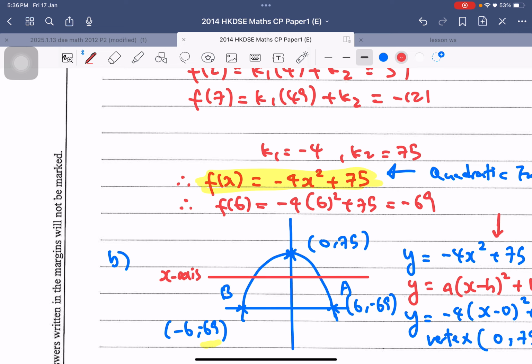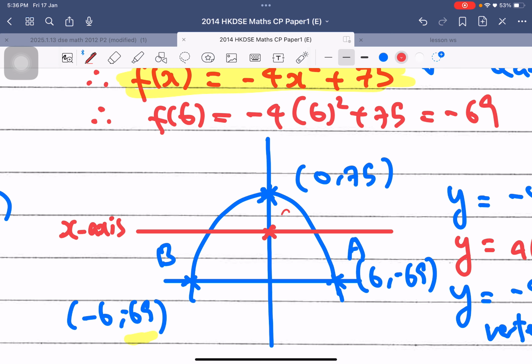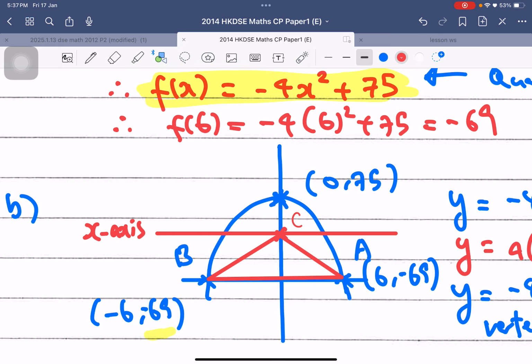It's just a random point on the x-axis. So let's say the point is here. This is our point C. And then we can connect them, isn't it? We can connect the ABC together. This is our triangle ABC. What do we need to find out? The area of it.